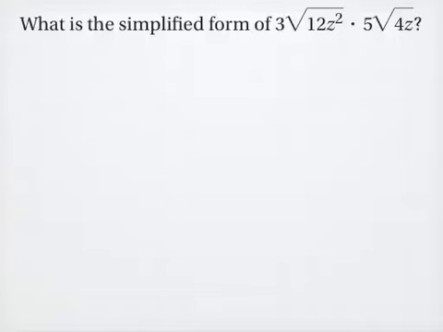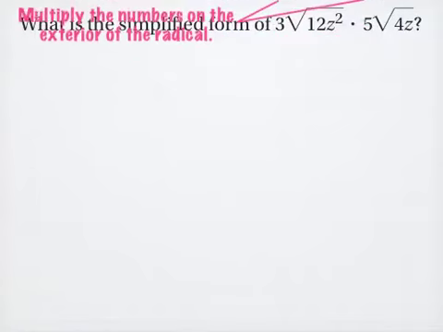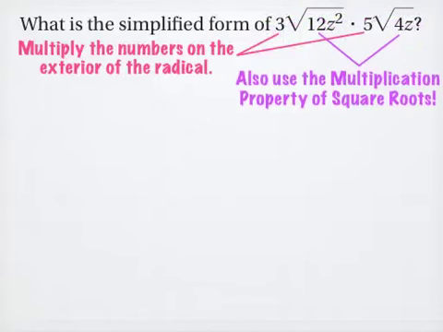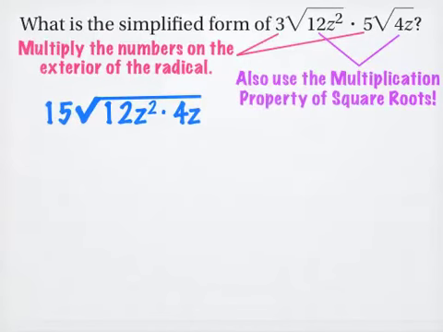I didn't for this problem, just to show you the method that you use, because this is going to be an easier way to show you if I just don't simplify at the moment. Notice both of these radicals have constants on the outside, so I need to multiply the numbers on the exterior of the radical, and then I also need to use the multiplication property of square roots to multiply my two radicands together. So 3 times 5 gives me 15 times the square root of the product of my two radicands, the square root of 12z squared times 4z. Go ahead and multiply 12z squared times 4z, which gives you 48z to the 3rd.